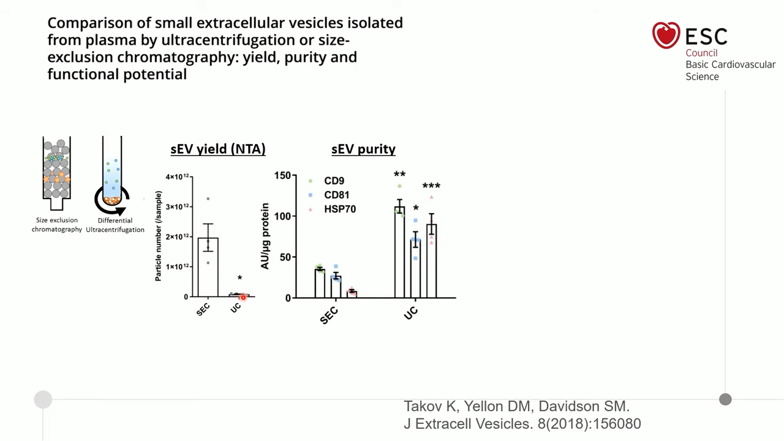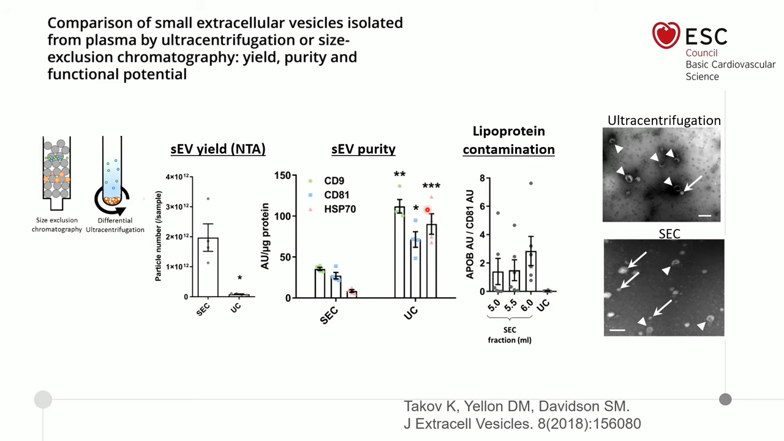That looks promising. But when we look at the purity, and this is measuring the quantity of the tetraspanin marker proteins, so exosome-specific markers relative to total protein, actually the ultracentrifugation is a lot more pure, suggesting we're getting contamination of something in the SEC method. And actually, it's not surprising when we think about this sensibly, that the lipoproteins, because they are in the large size range, some of them overlapping with extracellular vesicles, they precipitate as well. And by size exclusion, will separate with the exosomes.